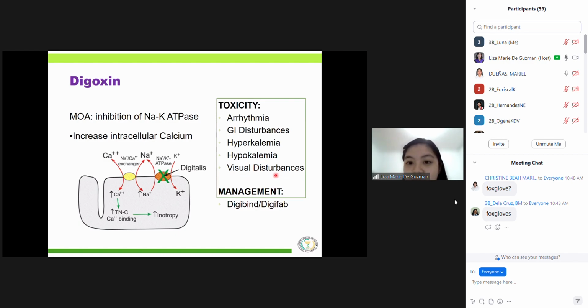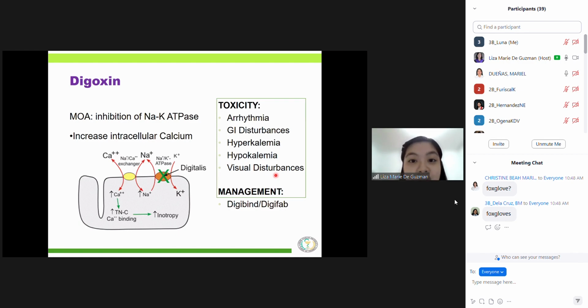And then visual disturbances, red to green visual disturbances, because the level of sodium potassium ATPase in the retina of the eye is high. So the number of sodium potassium ATPase, which is the binding site of digoxin, is high. That's why toxicity of digoxin can cause visual disturbances.